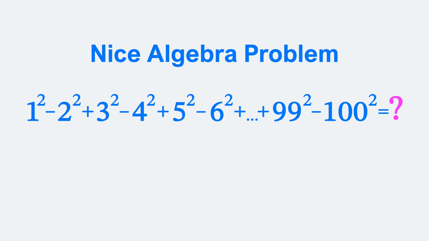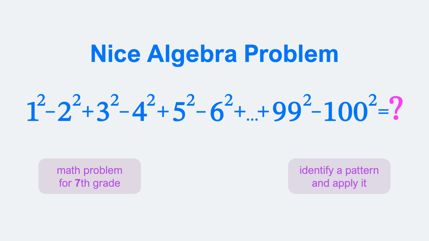So we need to find the value of the following expression: 1 squared minus 2 squared plus 3 squared minus 4 squared, and so on, up to plus 99 squared minus 100 squared. In essence, this is a math problem for 7th grade, but you need to identify a pattern and apply it to the expression. Give this problem a try, and when you are ready, continue watching the video to find the solution.